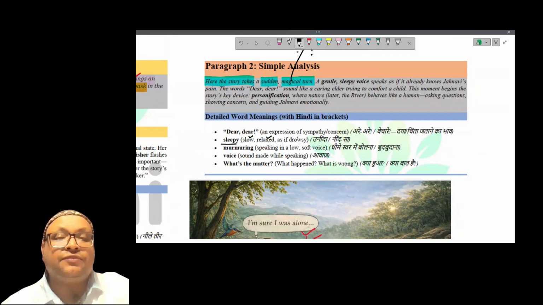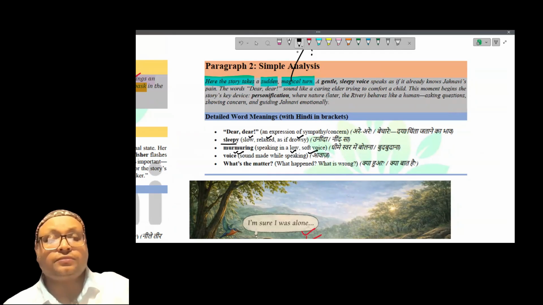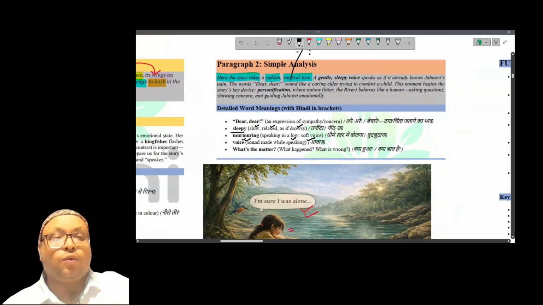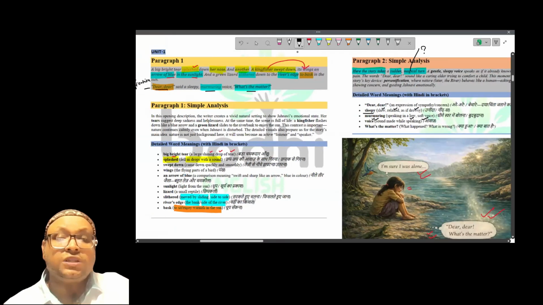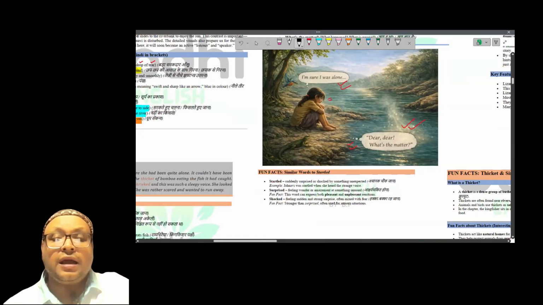Slow, relaxed, as if drowsy, feeling sleepy. And a murmuring voice, speaking in a low, soft voice. Now, it is asking, what is the matter? What is the matter? Look at here.